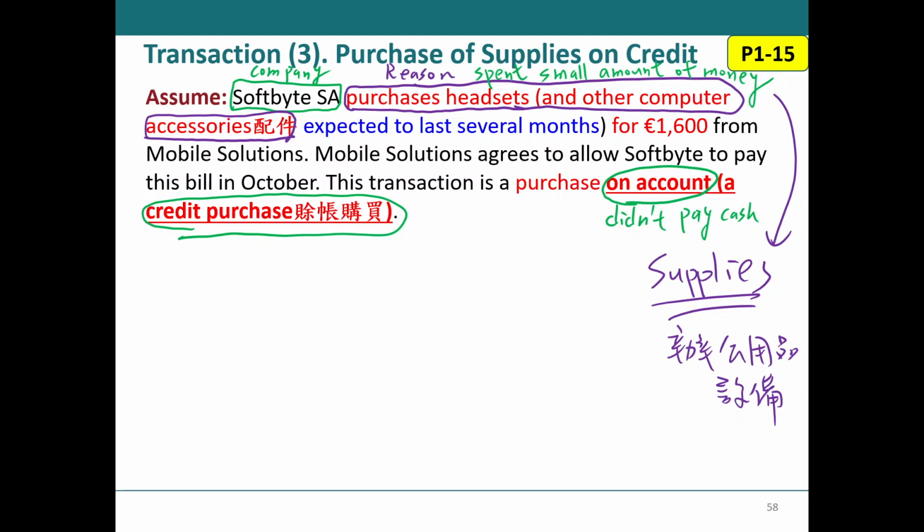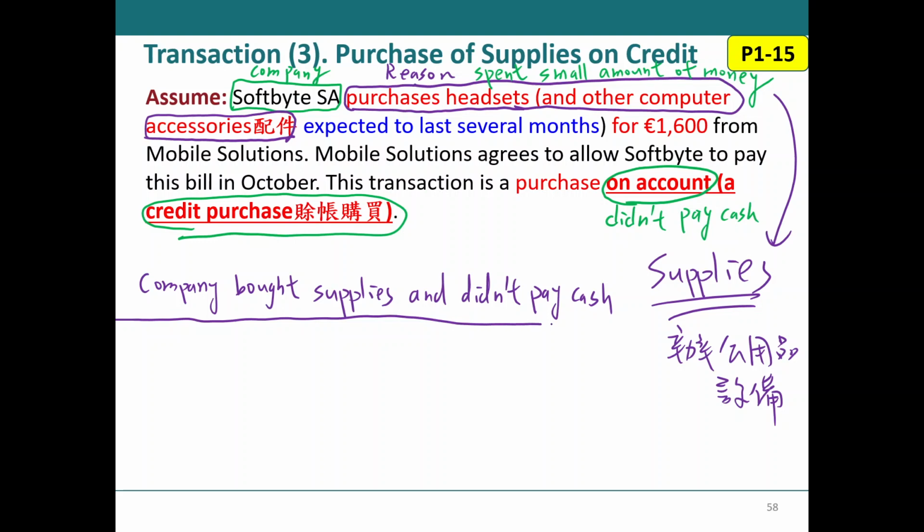Okay, so based on this, I could simplify it into a short sentence. So what's that? Company bought supplies and did not pay cash.